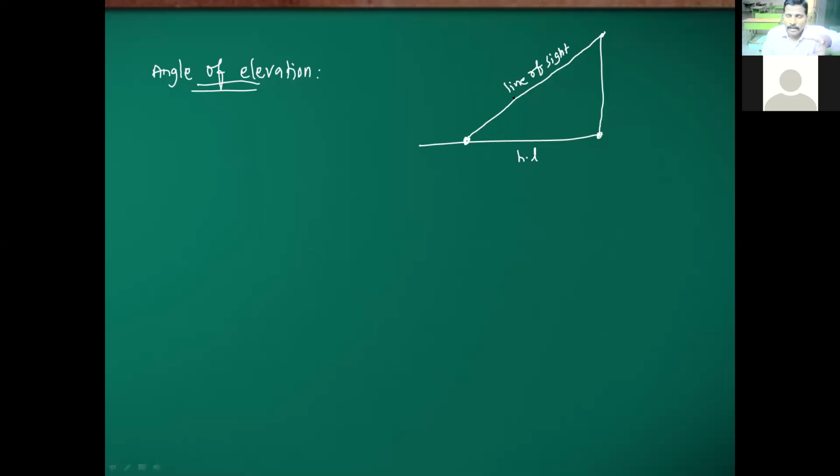Now the angle between the line of sight and the horizontal line, this we call theta. This theta is the angle of elevation. You need to remember: line of sight differs from angle of elevation. Line of sight is the distance between eye level and the object. Angle of elevation is the angle between the line of sight and the horizontal line. These two things you can remember.